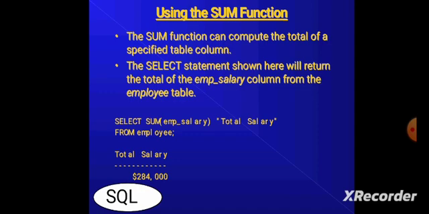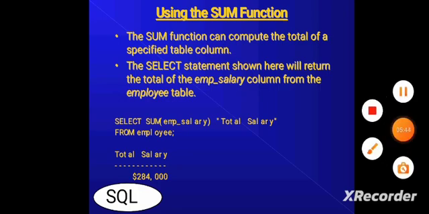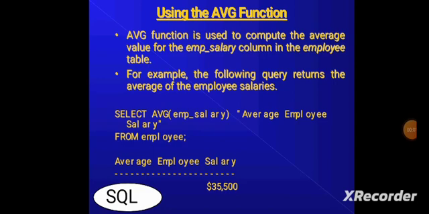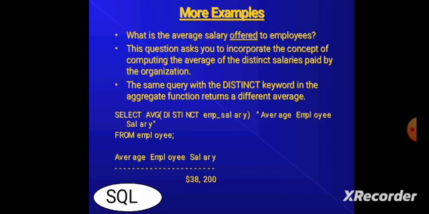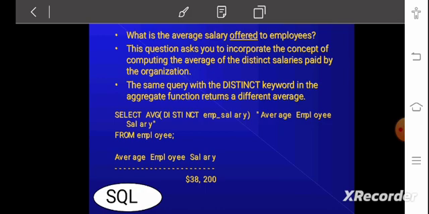The sum function is used to find the sum of values in a column. How much salary is paid to the employees. Then the average function. The average function is used to find the average of the values in a column. If the user wants to get the average value from the column value, they use the average function, with queries like select average employee salary from employee.